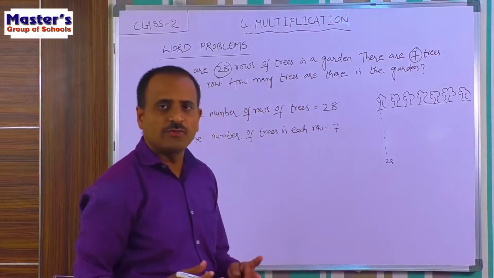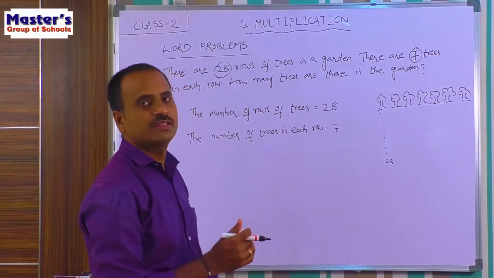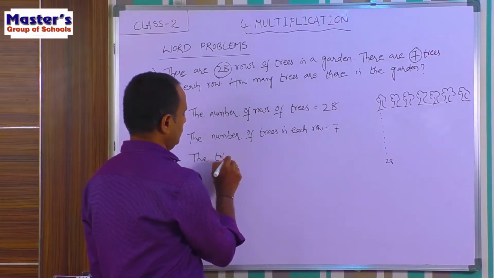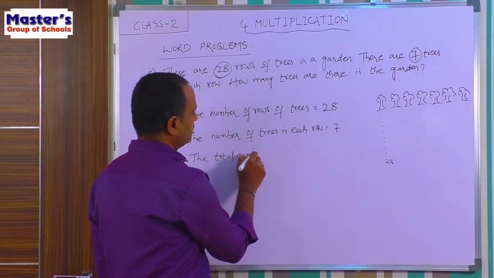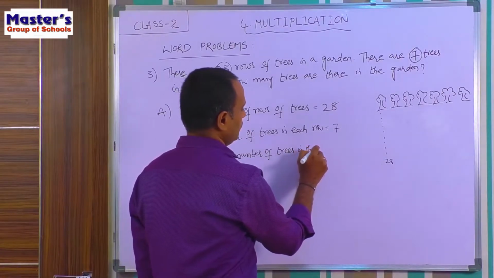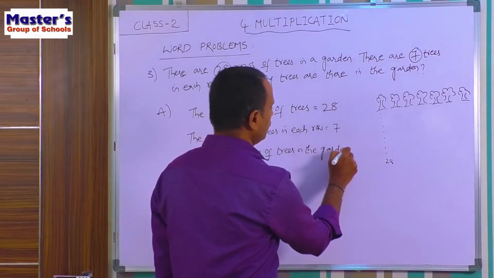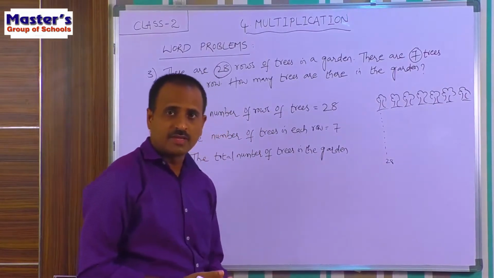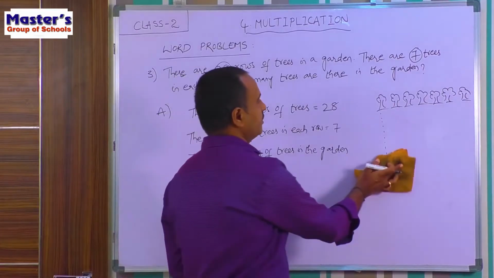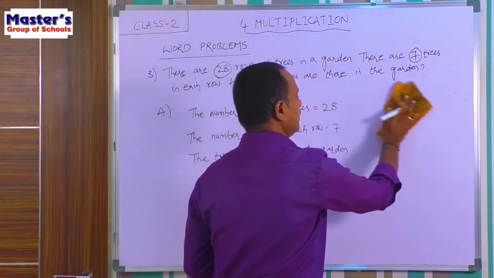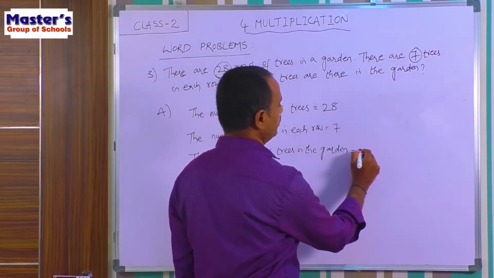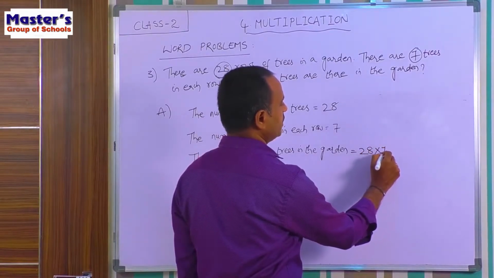So now what do you have to find? You have to find the total number of trees in the garden. The total number of trees in the garden is equal to, children, how? How can you get the total number of trees? We can get the total number of trees by just multiplying the number 28 with 7. So multiply the number 28 with 7. That is, the number of trees in the garden is equal to 28 into 7.